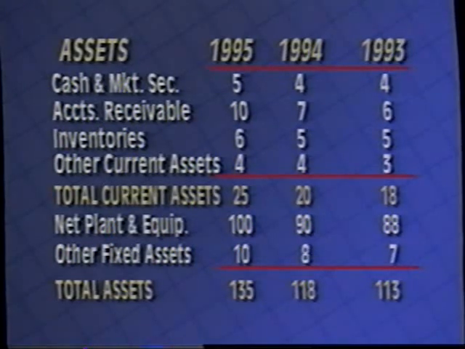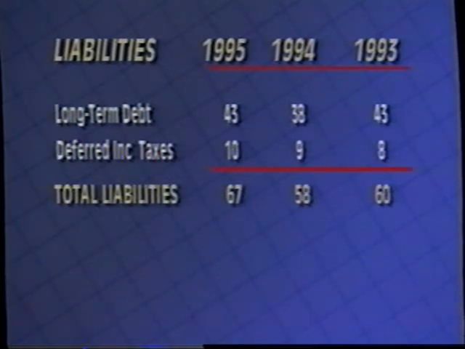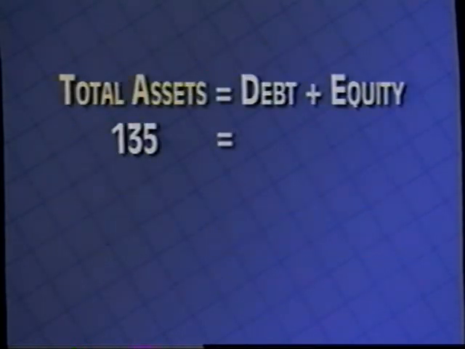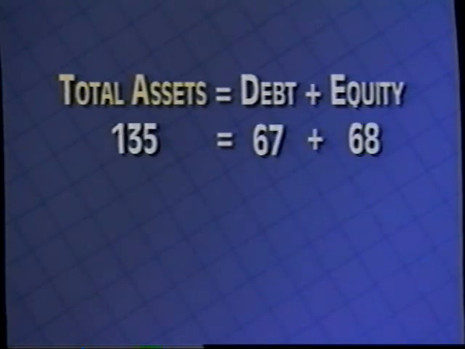Looking at the balance sheet again, you'll notice on the asset side that the total assets of the business at the end of 1995 were $135 million. And as a quick check to make sure that the balance sheet equation indeed balances, we'll take a look at the total liabilities on the right-hand side for 1995, and we find that there's some $67 million. That is, the firm had borrowed $67 million from various sources of borrowing. And finally, the total equity was some $68 million, and if the arithmetic is right, the total assets, $135 million, are equal to debt plus equity, 67 plus 68.